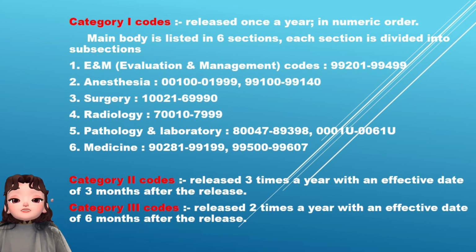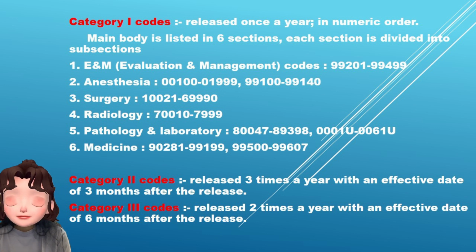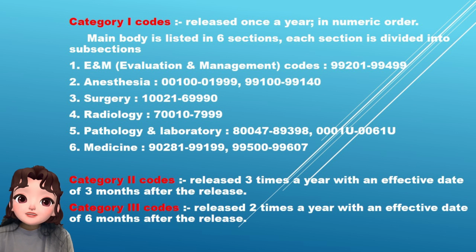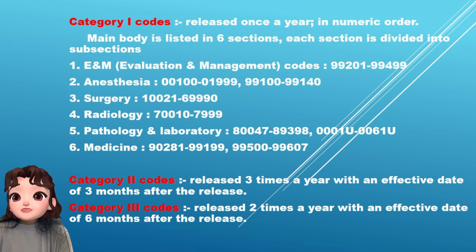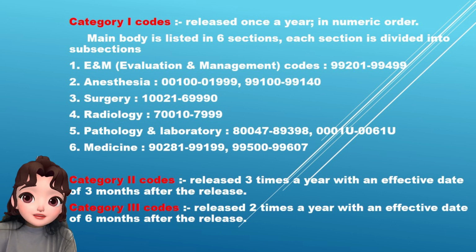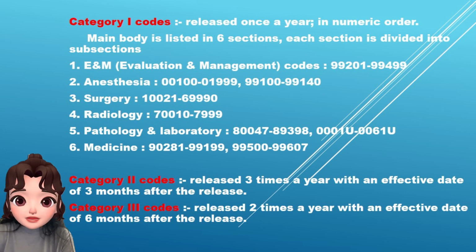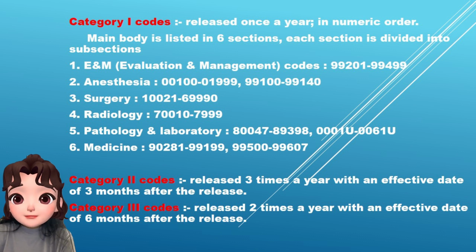There will be a few codes that are deleted codes. Each and every year it keeps on changing, so there might be some deleted codes in between. Every year you may be getting some updated versions of CPT codes. So these are Category 1 codes and they are released once in a year. It's in numeric order. There are no alphabets. It will be in numeric order.